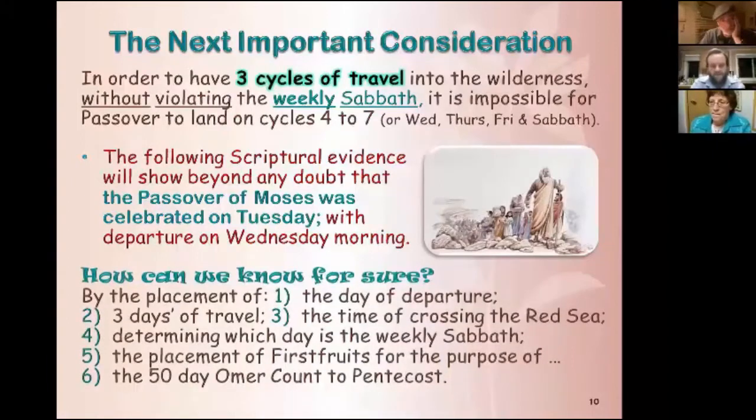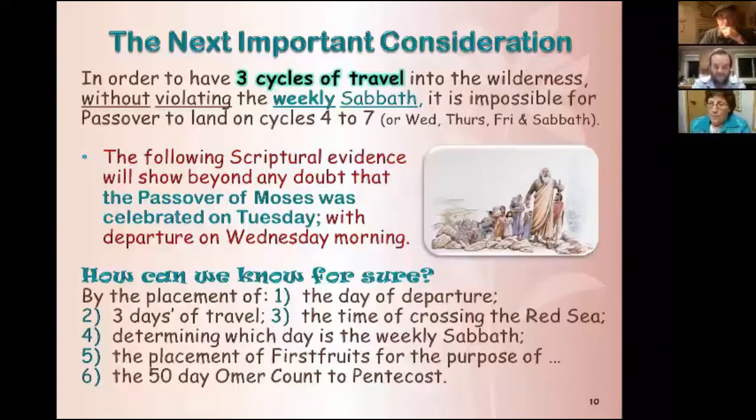How can we know for sure? By the placement of, number 1, the day of departure, 2, the 3 days of travel, 3, the time of crossing the Red Sea, 4, determining which day is the weekly Sabbath, 5, the placement of first fruits for the purpose of, number 6, the 50th day Omer count to Pentecost. So we have 6 witnesses here that are going to give us perfect scriptural alignment.